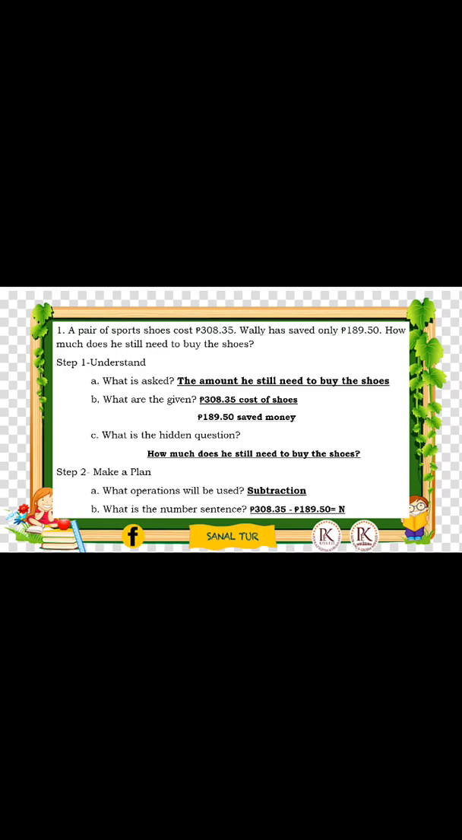You go now to planning. So you plan what operation will be used. So from the phrase how much does he still need, what operation are we going to use? We are going to subtract. What are we going to subtract? What is the number sentence now? So the amount of the shoes is 308 pesos and 35 centavos. He only has 189 pesos and 50 centavos. So meaning to say, we are going to subtract 189 pesos and 50 centavos from 308 pesos and 35 centavos. That is now our number sentence.